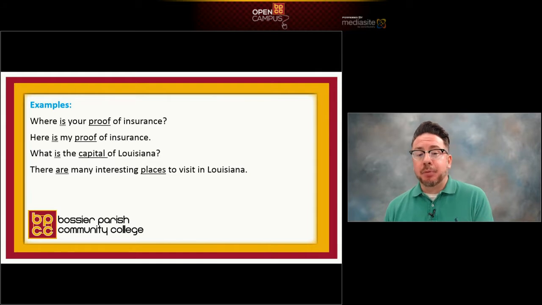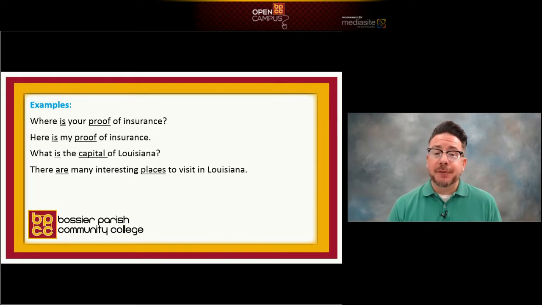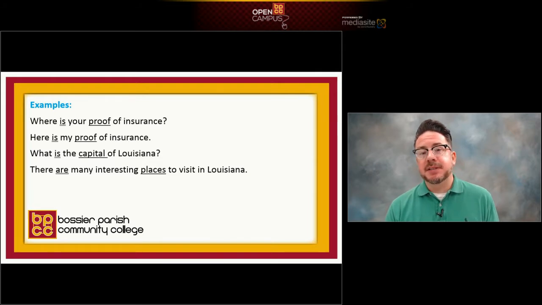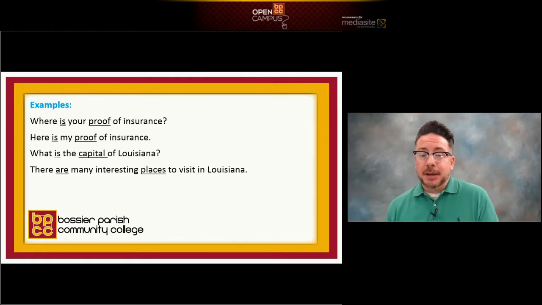Here is my proof of insurance. And again, this isn't a question, this is a here statement. And the subject is still proof, even though it comes after the verb. Proof is singular, and so we need the singular form of the verb is. What is the capital of Louisiana? Again, we have a question, a what question, and capital is the subject. And since capital is singular, we use the singular form of the verb, which is.